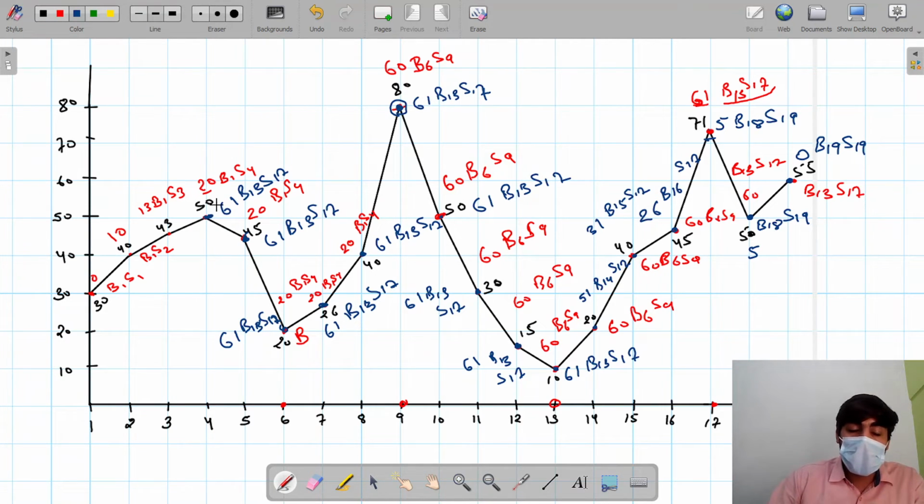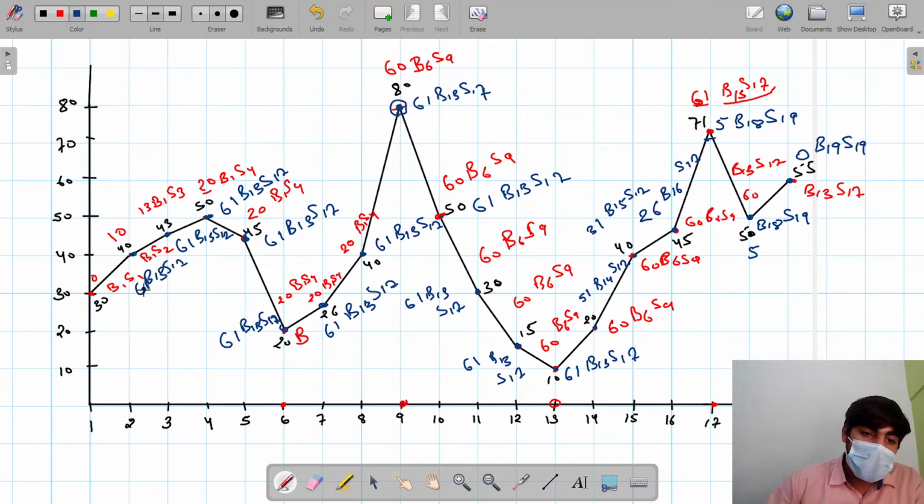But that profit is less than the max profit which is coming from the future, which is 61. So we are replacing that 60 by 61 and writing 61 here. For comparing this one, 61 at this, buy at 13 as 70. Buy at 61, buy at 13, sell at 17.